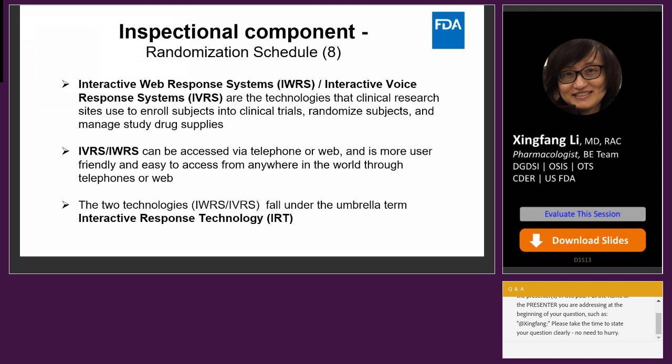IVRS and IWRS can be accessed through telephone and web. They are user-friendly and easy to access from anywhere in the world through the telephone and web. But there is another technology term called interactive response technology, IRT. Basically, IWRS and IVRS fall under the umbrella of the term IRT.